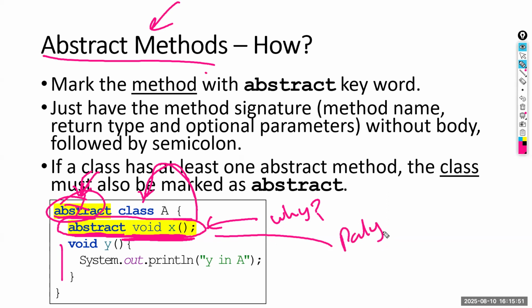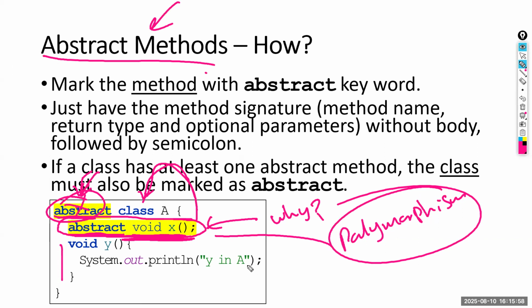Am I just saying polymorphism as a random idea? You don't ask that either. Why do we have abstract classes? Polymorphism, and maybe a bit of inheritance. Abstract method, 100% for polymorphism. Right? Polymorphism.